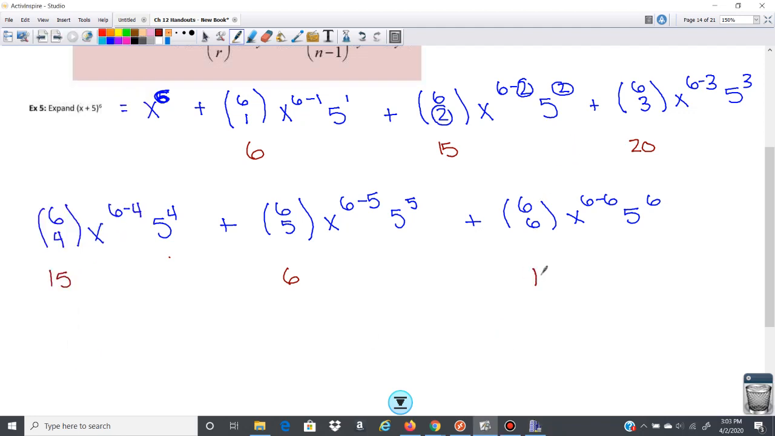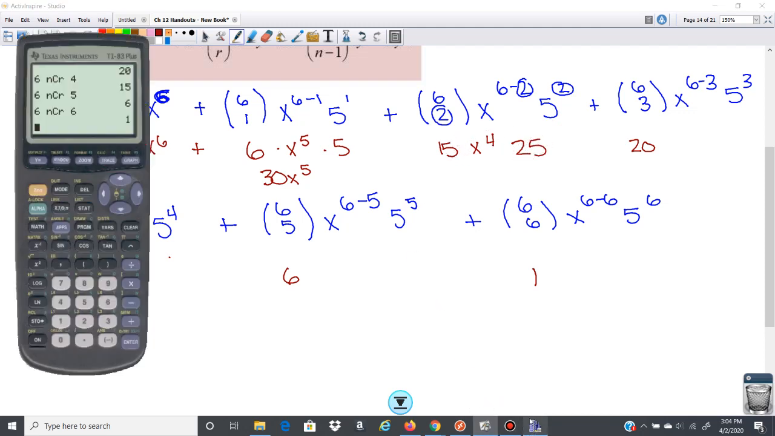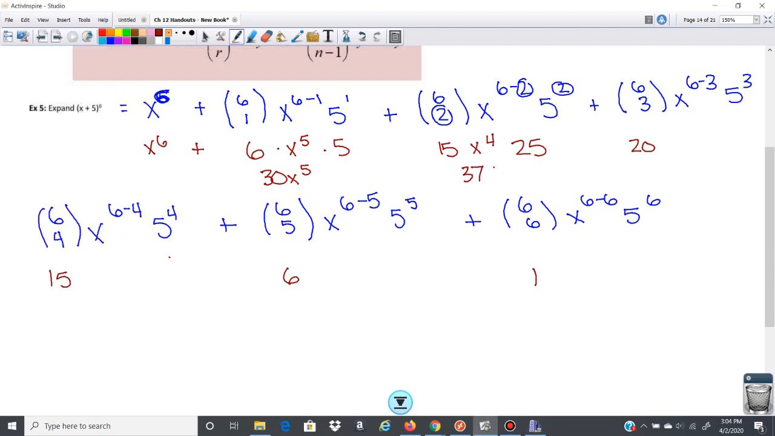Okay, then we are going to work. So this is x to the 6th, plus 6 times x to the 6 minus 1, so x to the 5th, times 5. So then I would multiply the coefficients, so I would go 6 times 5, and that would give me 30 x to the 5th. So that's my second term. Okay, then here I would go x to the 6 minus 2, that would be x to the 4th, and then 5 squared is 25. So then I want to multiply the 15 and the 25. So that's going to give me 375 x to the 4th.